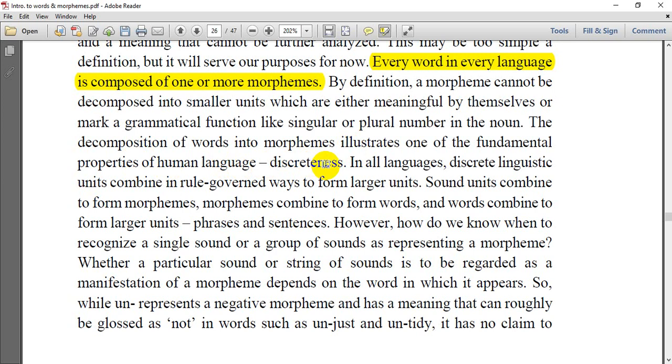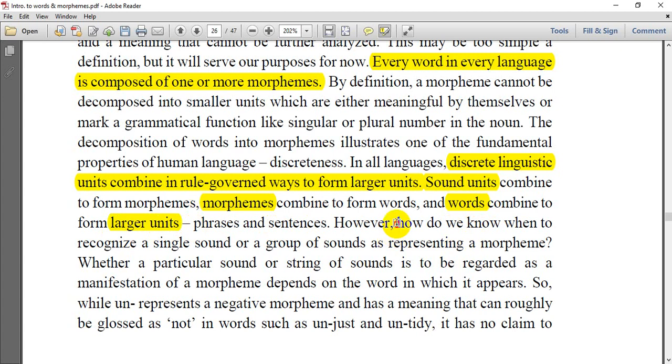In all languages, discrete linguistic units combine in rule-governed ways to form larger units. These larger units mean phrases and sentences. So, sound units combine to form morphemes. Morphemes combine to form words, and words combine to form larger units, which are phrases and sentences.